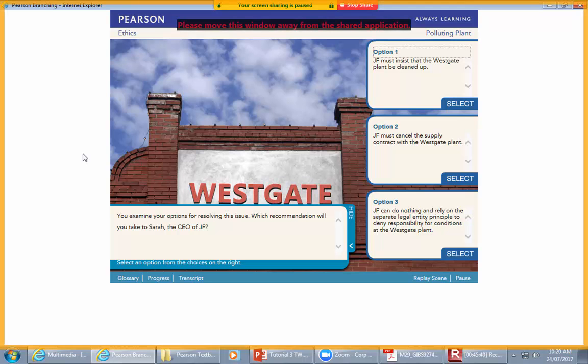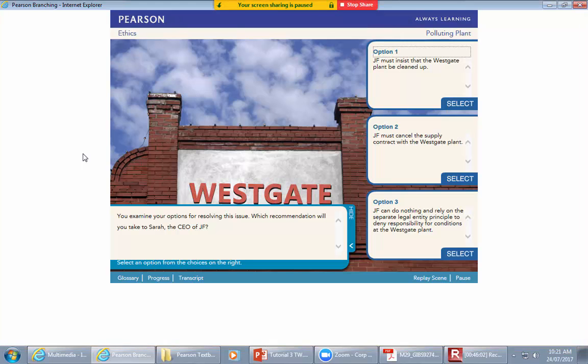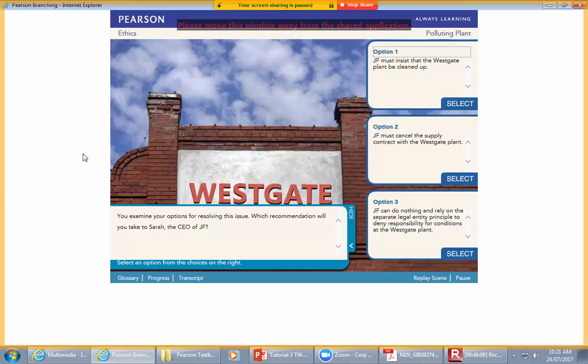So we said that there's something called the separate legal entity principle, which means I can create a subsidiary of my organization and say then that whomever is not happy with the actions of that subsidiary will have to go and talk to them. I'm not responsible. This is the case here when you see that JF is a separate legal entity from Westgate.